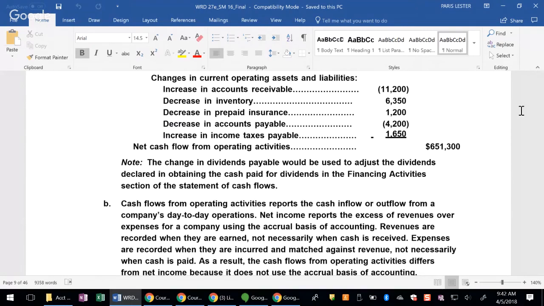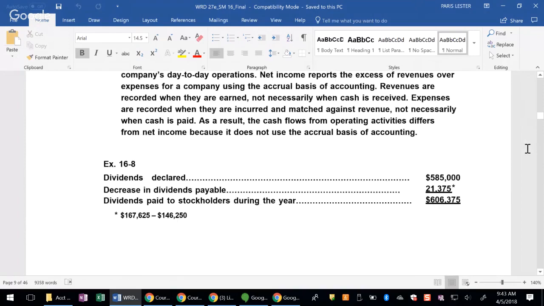Now, we'll read this. The change in dividends will be used to adjust dividends declared and obtain the cash paid for dividends in financing activities. And then cash flow from operating reports the cash flow in and out from a company's day-to-day operations. Accounts receivable and inventory and accounts payable, all these are day-to-day operations. All right, that was number 7.